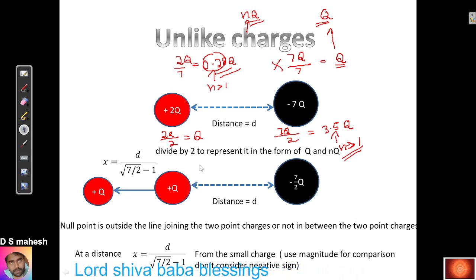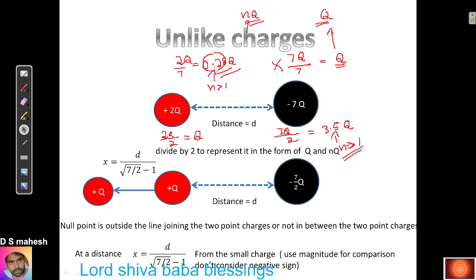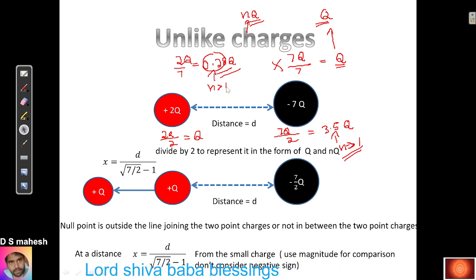Instead of dividing 2q by 2, I could have also divided it by 7, so that 7q by 7 becomes q, and when I divide 2 by 7, that turns out to be 0.28. In the first slide itself, I said that the value of n should always be greater than 1. So when you divide 2 by 7, the value is 0.28, which is less than 1. So this is not allowed.